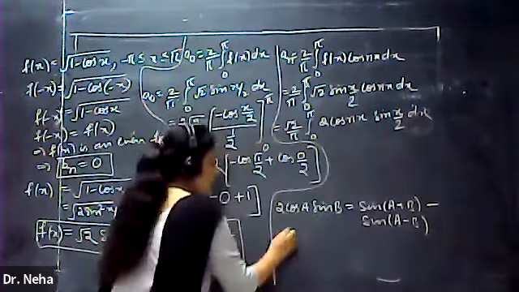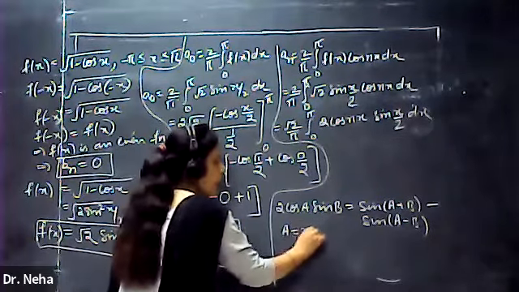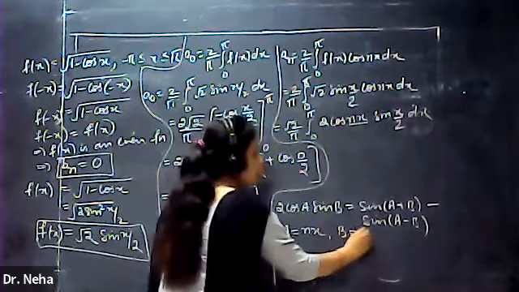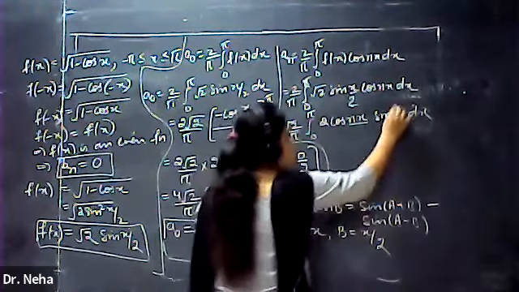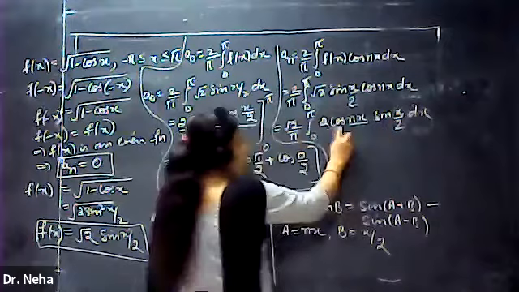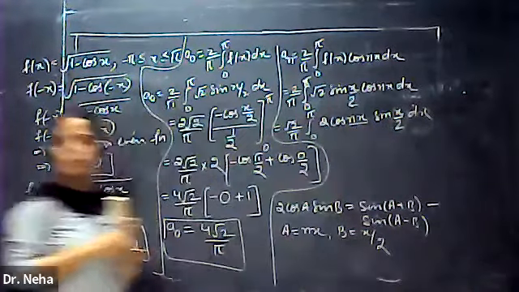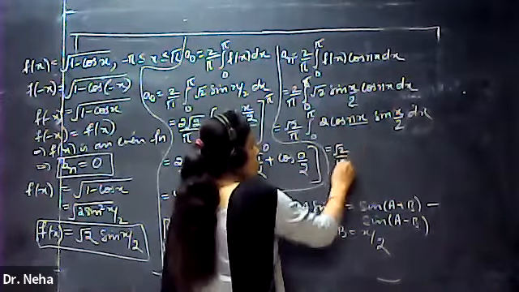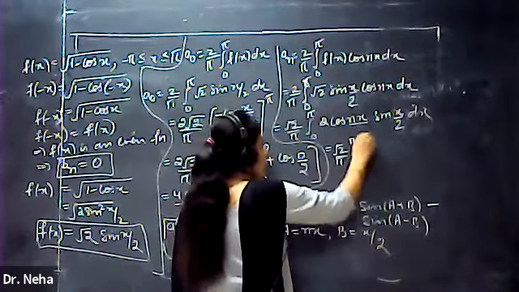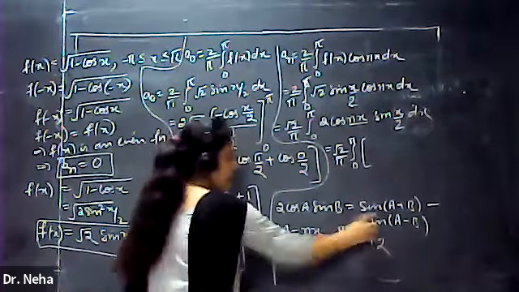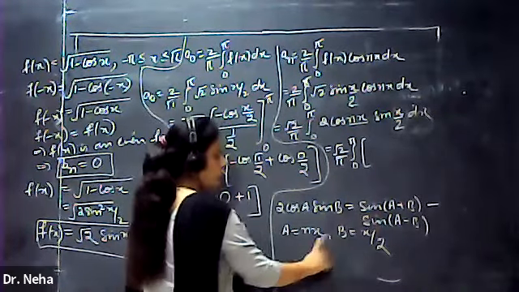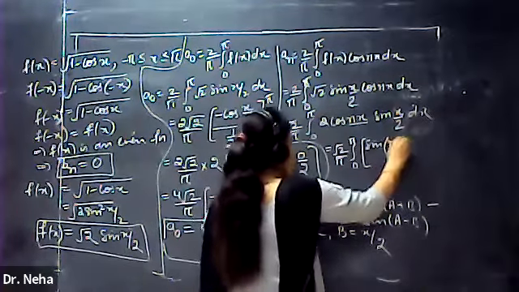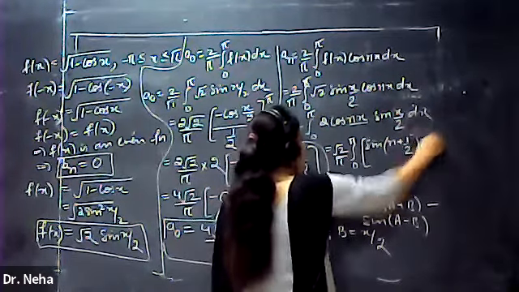Now see, instead of a in our sum we have nx, 2 cos nx, and instead of b we have x by 2. This is 2 cos a sine b, right? So let's write down the formula: square root of 2 by pi, integral from 0 to pi. And what is that? Sine a plus b. When you add both of them, x will be common, so you will get n plus 1 by 2 x.